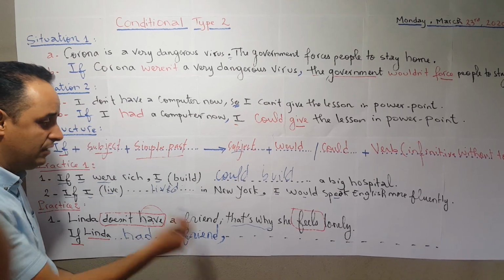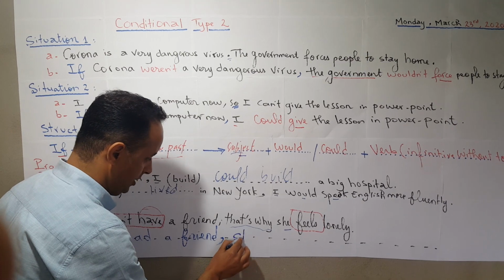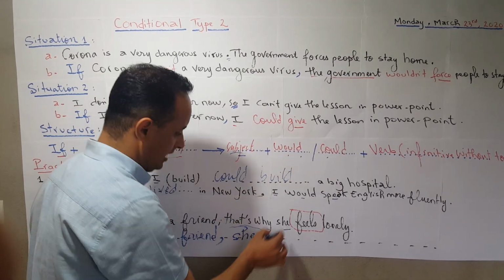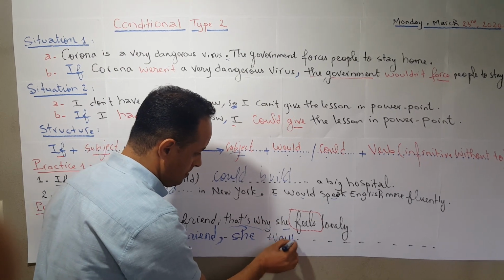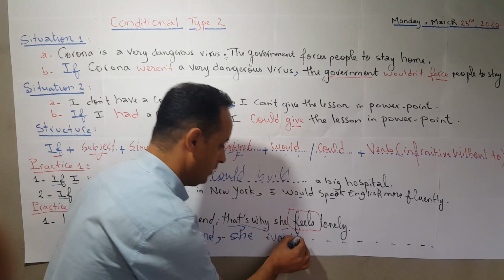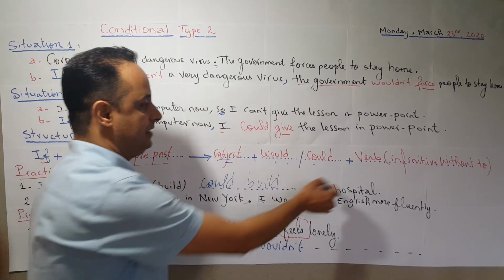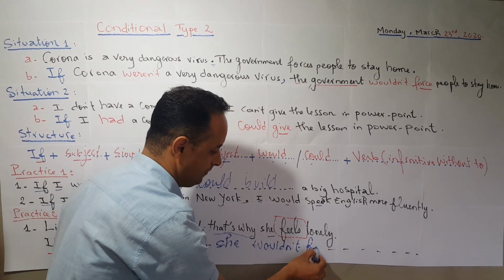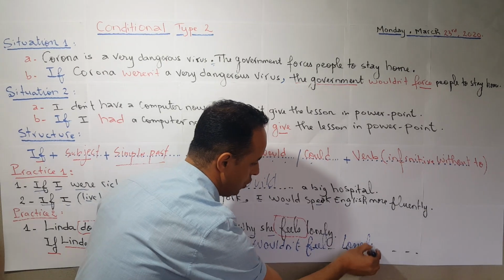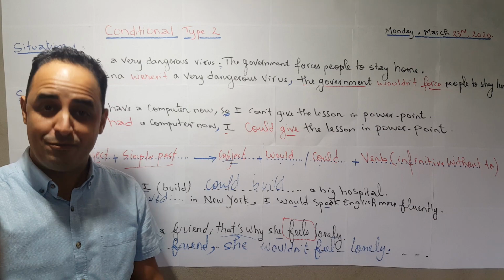"If Linda had a friend," we need subject. In this case, it's the same one, "she." We need to use "would" or "could." Let's say "would." And because the verb is affirmative, then it should be negative. Then we have to say "wouldn't." "She wouldn't." And then the verb "feel" should be in the infinitive without "to." "She wouldn't feel lonely." That's the lesson in brief.